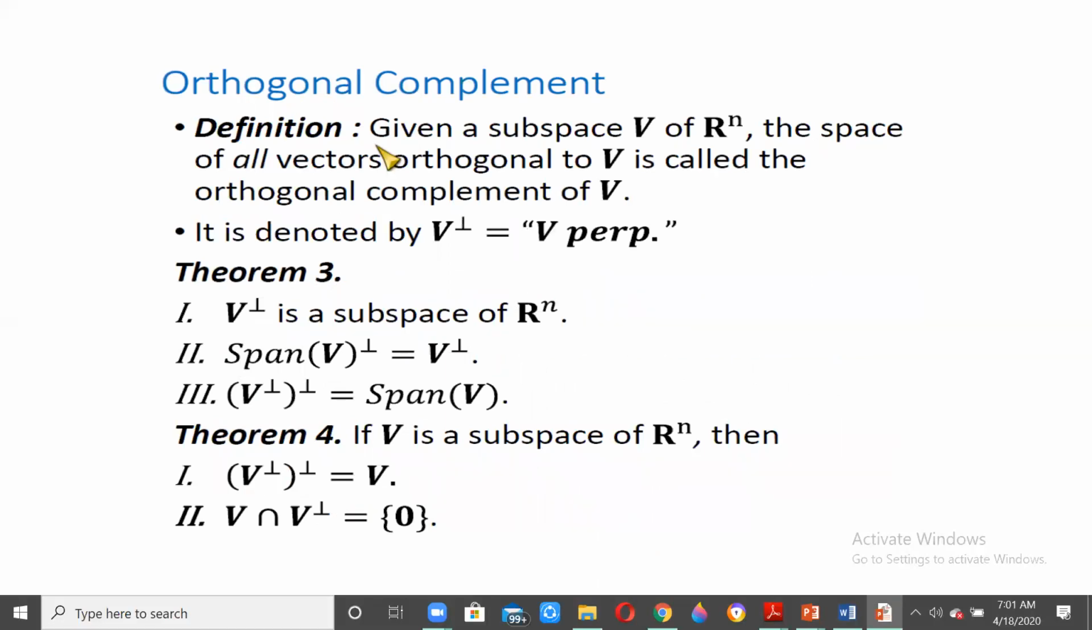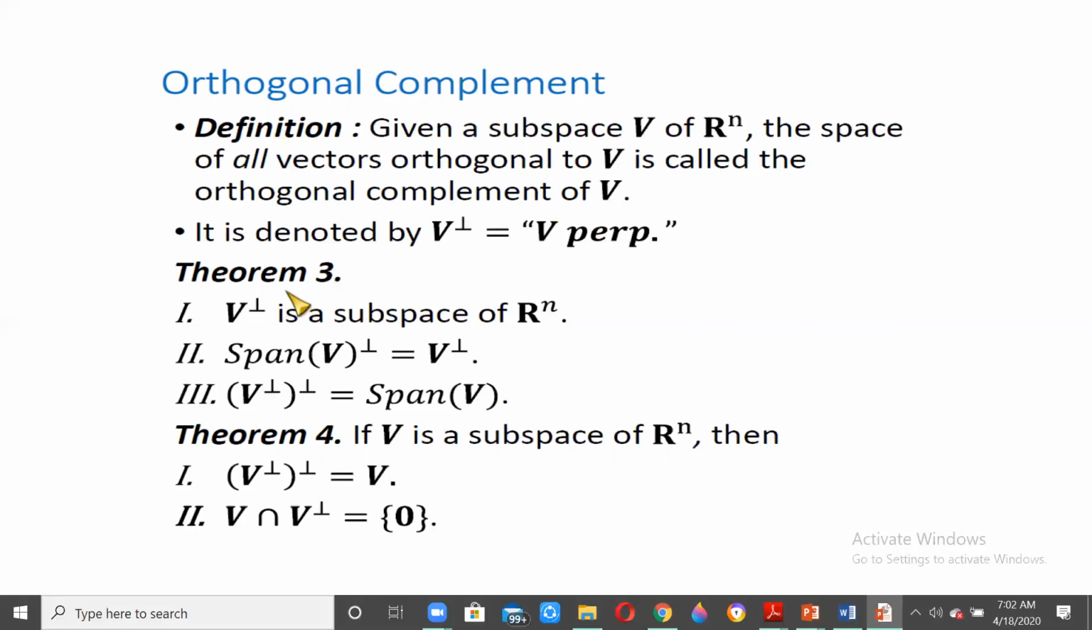Then there is another thing, which is the orthogonal complement. Let us see what this orthogonal complement is and try to understand how it is different from just orthogonal. Given a subspace V of Rn, the space of all vectors orthogonal to V is called the orthogonal complement of V. It is denoted by V with the perpendicular symbol, known as V perpendicular.